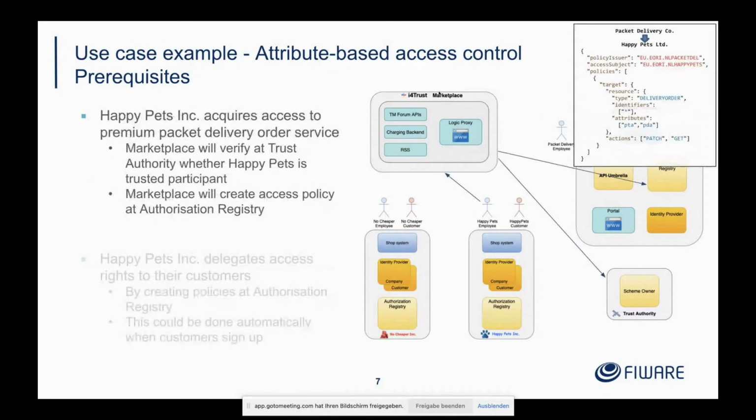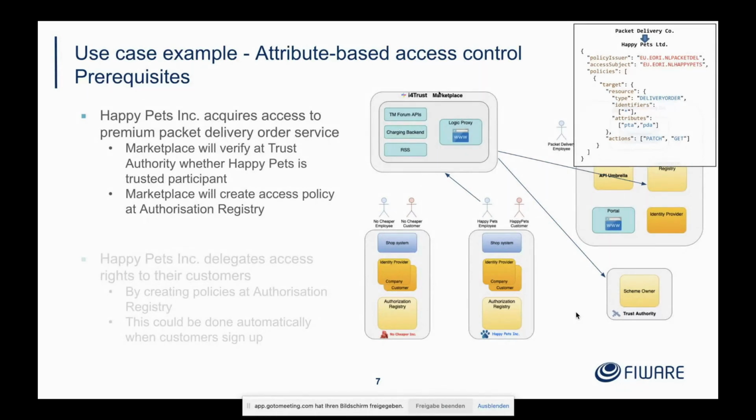Now, let's say some employee at this Happy Pets organization wants to acquire access to this offering of the packet delivery company. So they will go to this marketplace and log in there. In any interaction among these different participants, you see there's also this trust authority. There are always checks against the trust authority, whether someone claiming to be from some organization is actually from a trusted participant of this whole data space. So among all interactions, there are requests sent against this trust authority here.